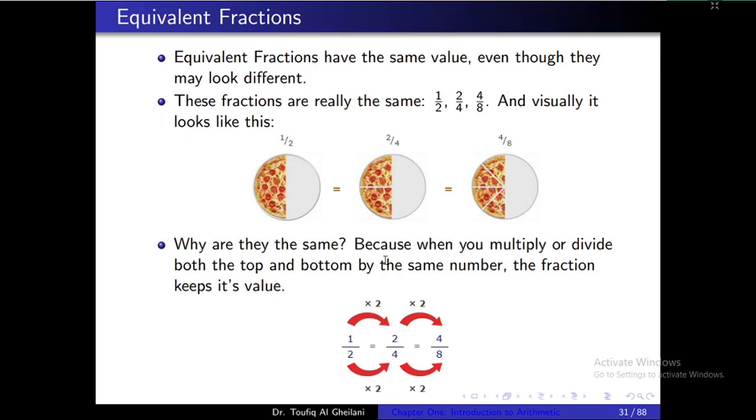Why are they the same? Because when we multiply or divide both the top and bottom by the same number, the fraction keeps its value. For example, half, if we multiply the numerator and denominator by 2, we get 2 times 1 is 2, 2 times 2 is 4. And also when we multiply the numerator 2 times 2 is 4, and we multiply the denominator 4 times 2 is 8.